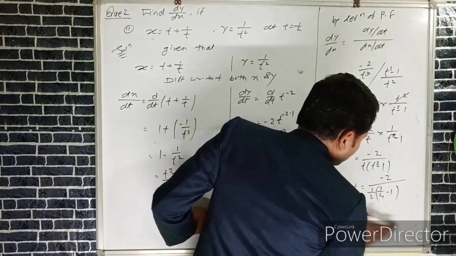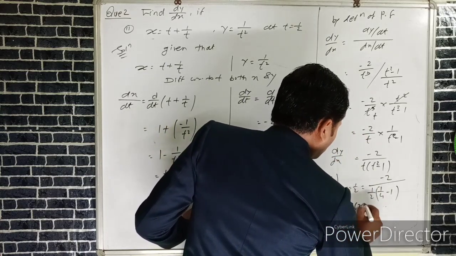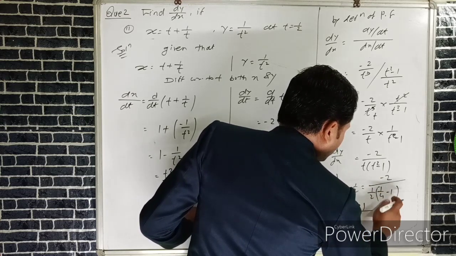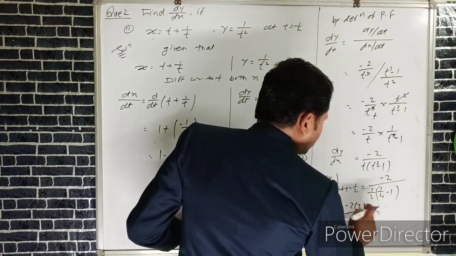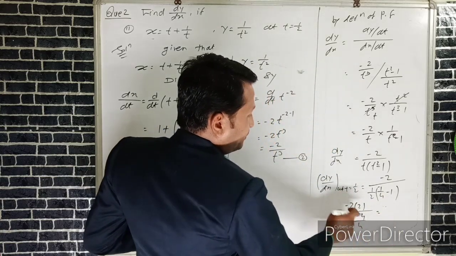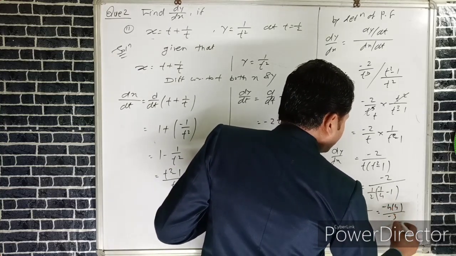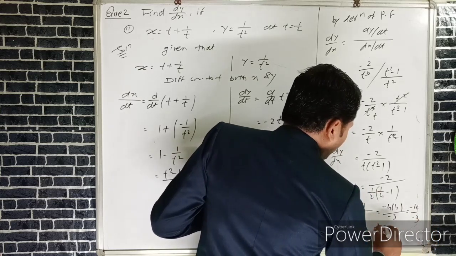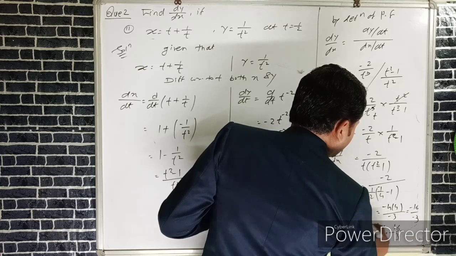This 4 is not cancelled. We can write here minus 2 into 2 upon 1 by 4. Cross product of 1 minus 4 upon 4. Minus 4, if we take this minus sign, numerator we can write minus 4 into 4 upon minus 3. Minus 16 upon minus 3, which is the required value of dy by dx at t is equal to 1 by 2, is 16 upon 3.